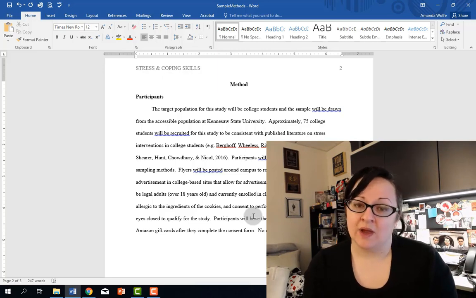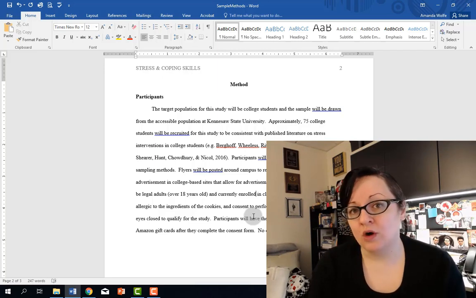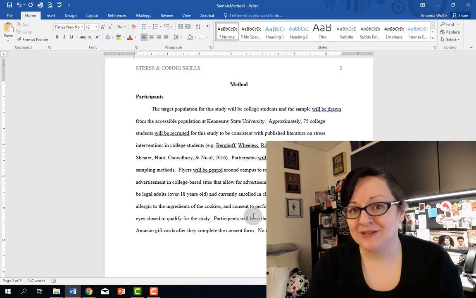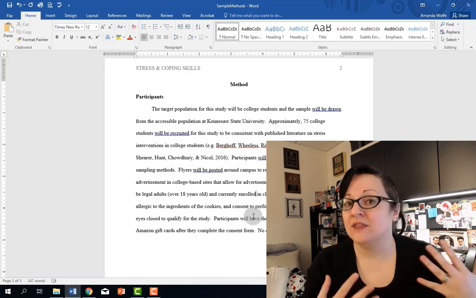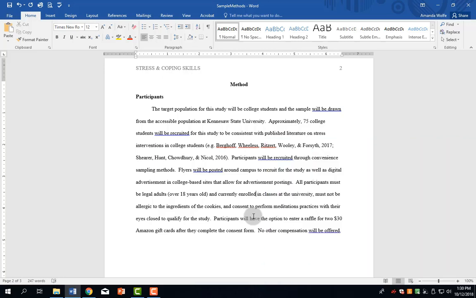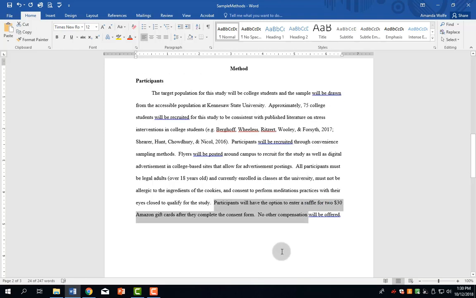So think of it this way. You can make any decision that you want with your study design, but you have to have a reason for that. And that reason has to be consistent with published literature or because they're based on other findings, not just because you want to. I've also decided that participants will have the option to enter a raffle for 2 $30 Amazon gift cards after they complete their consent forms and that no other compensation will be offered.